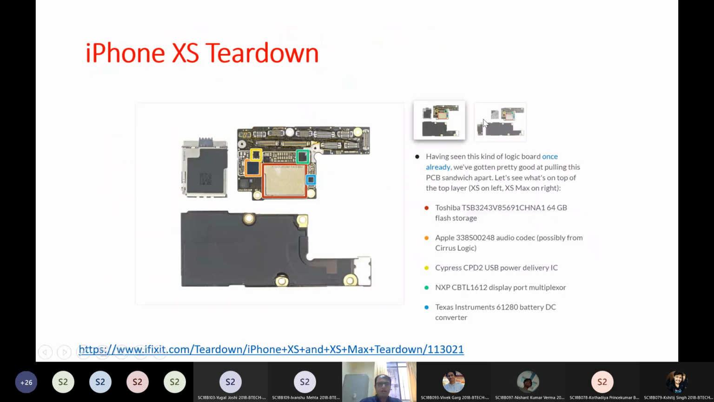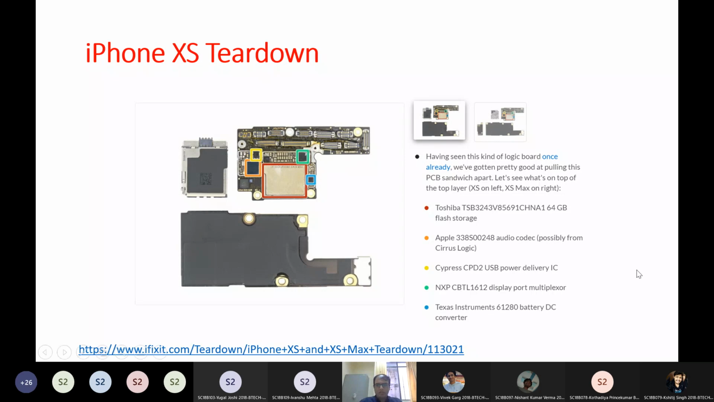Okay. Now, this is a few years old now, but this is basically taken from the website referenced here at the bottom. So if you open up an iPhone XS, which somebody has done and put online, you can just go through all the different ICs that have been used. To start off with, you have some flash storage, which is obviously a digital IC. This is an Apple audio codec, which is also a digital IC. Then you have a Cypress USB power delivery IC. So power delivery, power related ICs are all purely analog. So this is an analog IC. You have a display port multiplexer, which is probably digital. You have a battery DC converter, which is again analog.